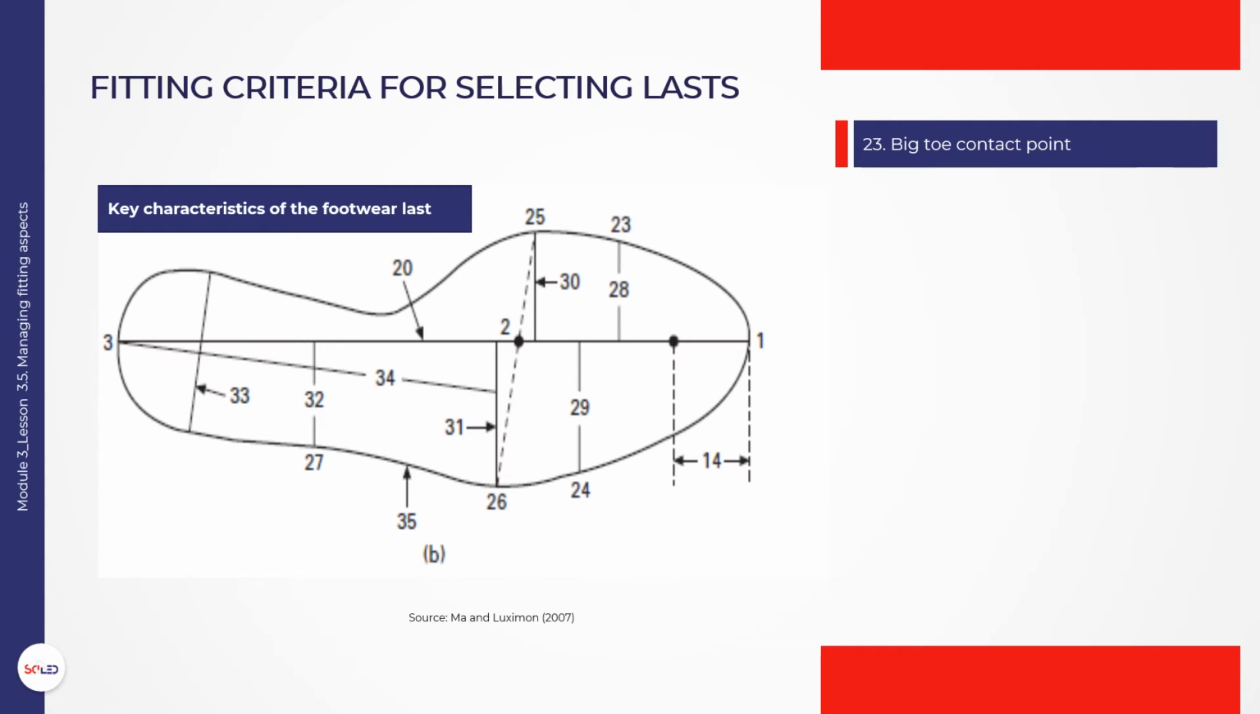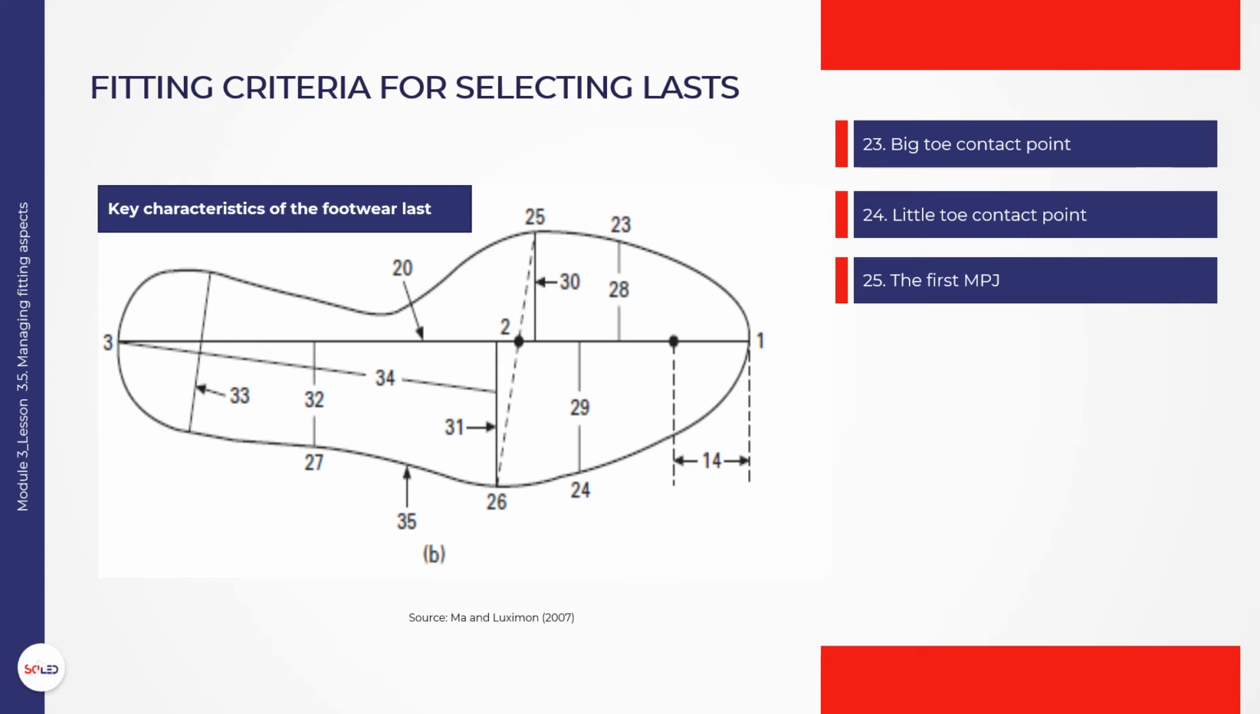23. Big toe contact point. Corresponds to the salient point of the big toe on the foot. 24. Little toe contact point. Corresponds to the salient point of the little toe on the foot. 25. The first metatarsal phalange joint, MPJ. Corresponds to the first metatarsal phalange joint of the foot.